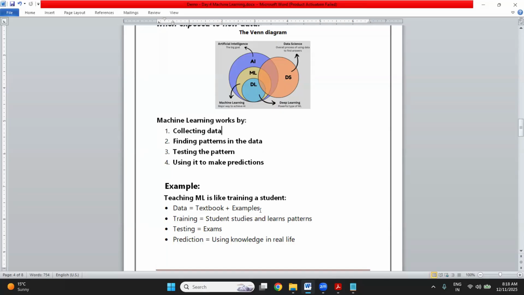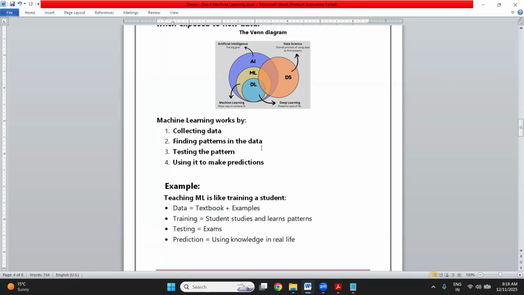Here, for example, what is the collection of data step? It is nothing but a student gathering information from textbooks and examples. Assume that the student is a machine learning algorithm. So in that context, when we say data gathering or data collection, the student is reading. He is collecting information from books and examples. He is collecting the data.